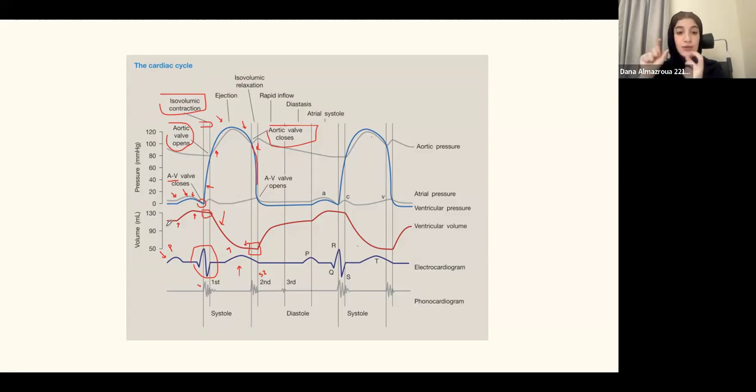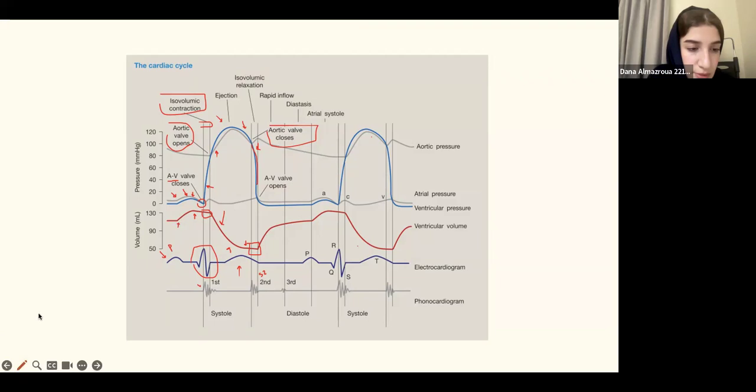This pressure gradient between the right atrium and the right ventricle would open the valve, which is the AV valve. As the AV valve opens, blood moves passively from the atria to the ventricles. And if you look at the red, which is the ventricular volume, meaning the blood within the ventricles, you're going to see it's increasing.